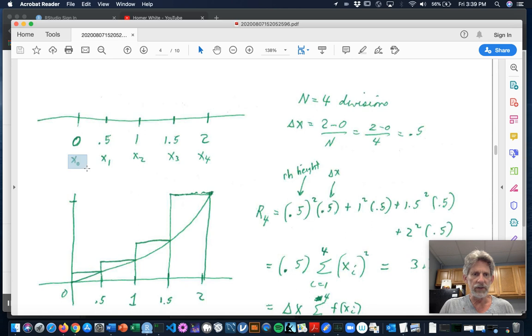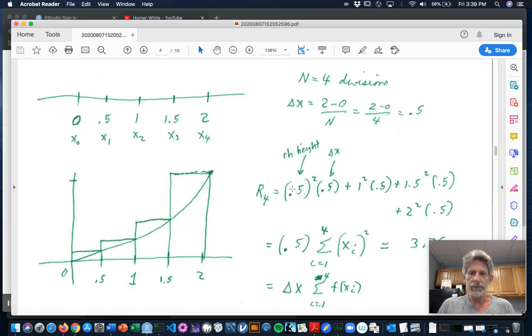And let me just write the 0 as x0. And then each subsequent endpoint is x subscript a higher number. By the time you get to the end point of your interval will be x sub however many rectangles I'm using to make my sum. 4 rectangles, x4. So if you think about it, this 0.5 here was x1. This 1 here was x2. The 1.5 was an x3. And the 2 here was x4.